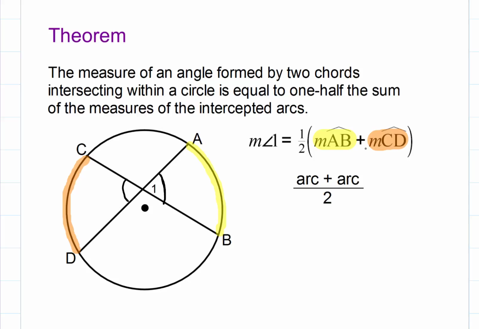Then we're just going to take the average of those two arcs. We'll add them together and divide by 2. We can multiply by 1/2 or divide by 2, either way.